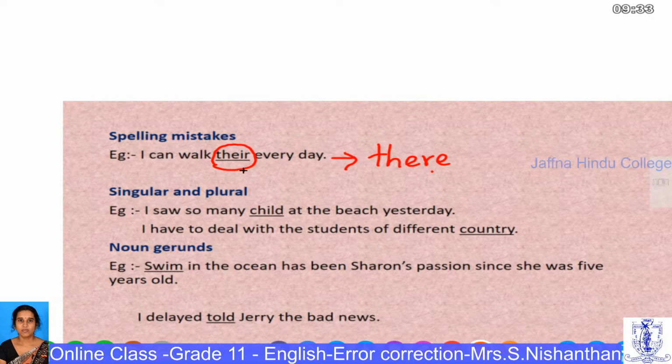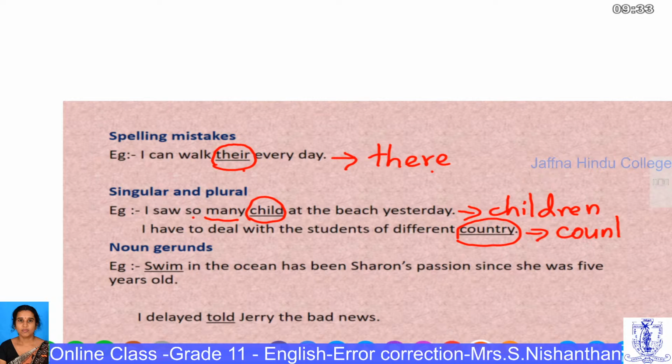And there may be errors in singular and plural. "I saw so many child at the beach yesterday." So many, so it should be plural. The plural of child should be children. "I have to deal with the students of different." There are many countries, different countries.